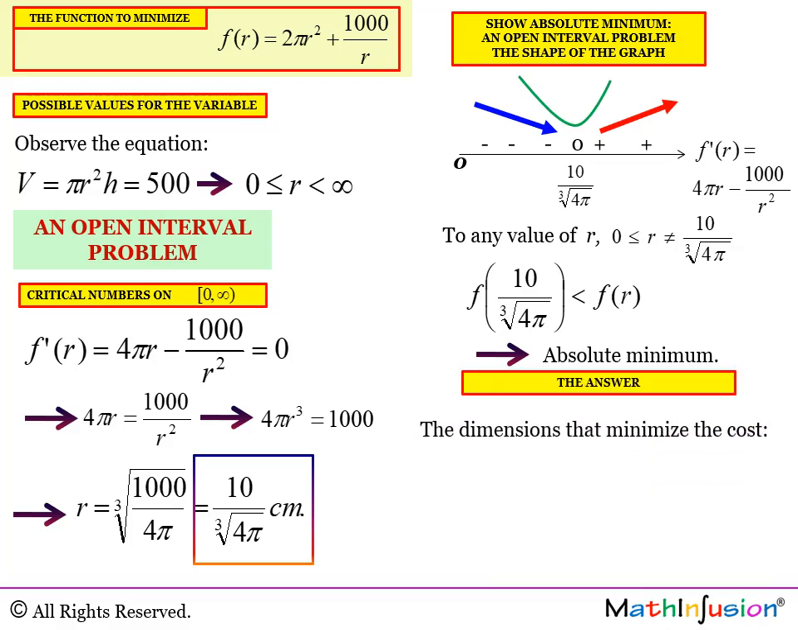So now we answer the question. Well, they asked me about dimensions. And what I got here is only one dimension, which is r. So I still need to find h, using the equation, obviously. So if this is r, I'm going to use the equation again, and the connection between h and r to find h. So let's substitute this for r, and we get that.